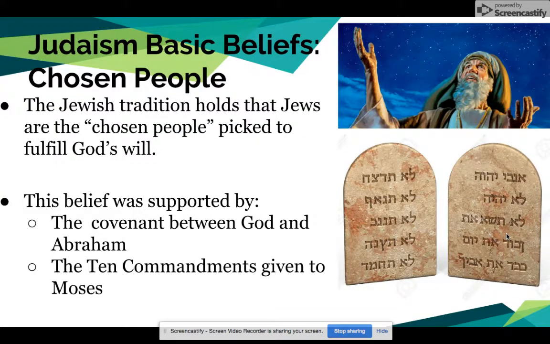In Judaism, people that follow this religion believe that they are God's chosen people, picked to fulfill God's will. This was supported by 2 major events. The first is the covenant, or promise between God and Abraham. You'll learn more about this in this week's reading, and the 10 Commandments given to Moses. You'll also maybe make some connections between these 2 events and their significance in Christianity. So later on in this term, we'll look at some of the important differences and the similarities between these 2 world religions.